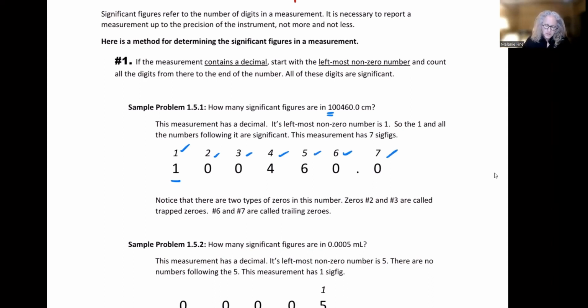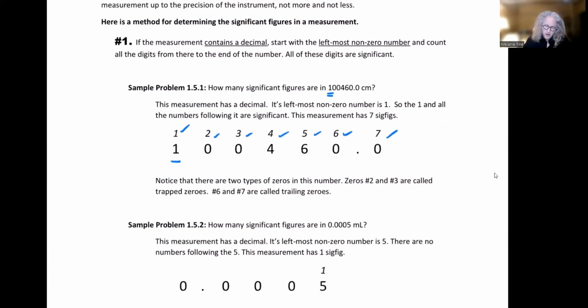Notice that there are 2 types of zeros in this number. This will be important later on. Zeros number 2 and 3 are called trapped zeros because they're trapped between 2 non-zero numbers. And numbers 6 and 7 are called trailing zeros. We'll get to that in a little bit. Just keep that in the back of your mind.